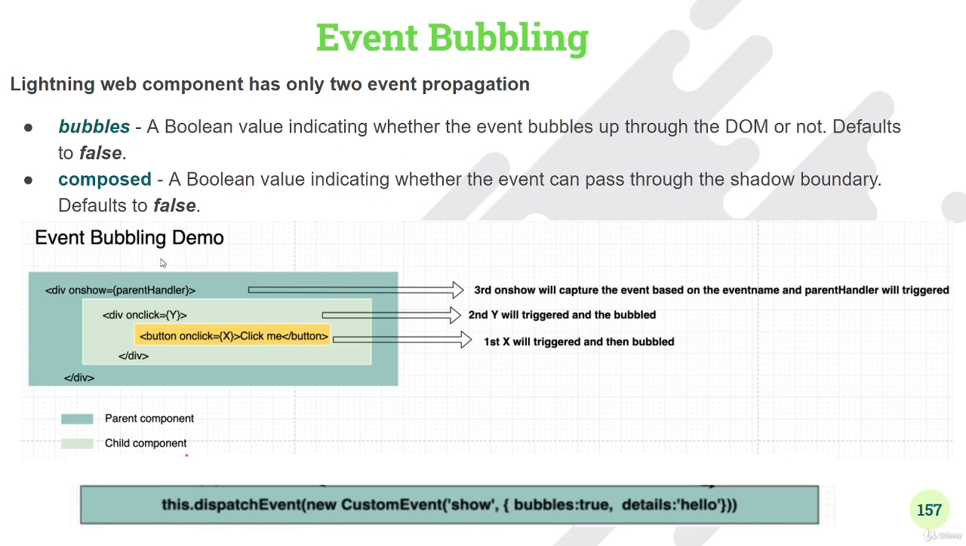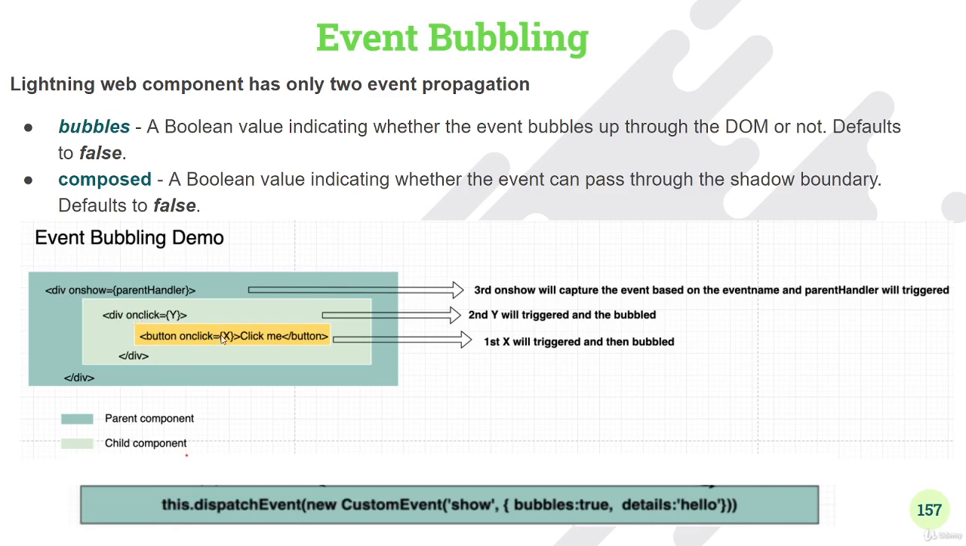I'll give you a basic example through this diagram. I created a button, Click Me. That button has an onclick event handler. The button has a parent div. That div has an onclick, and it has another parent div that has another method, onshow or something. The light shades and the yellow one are the child components and the dark green is the parent component.